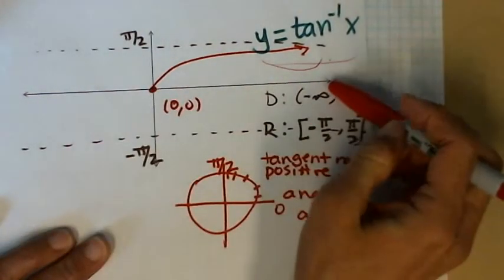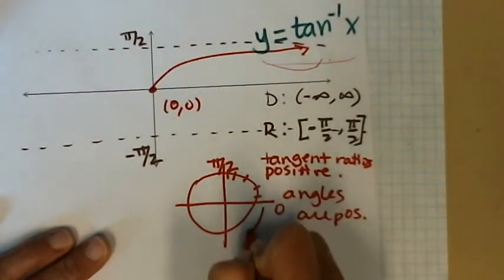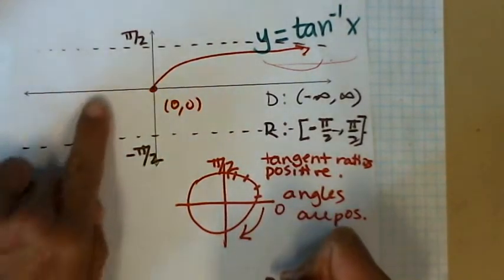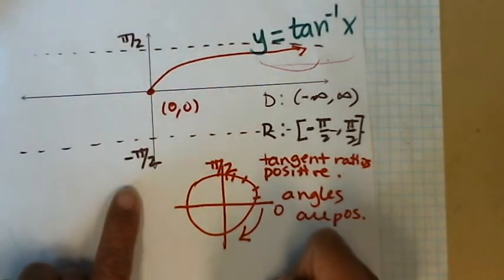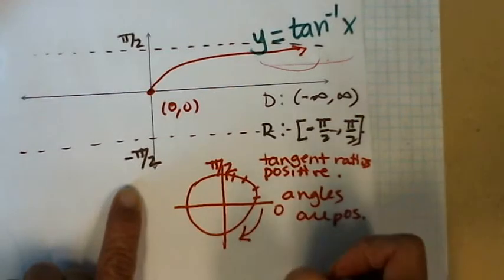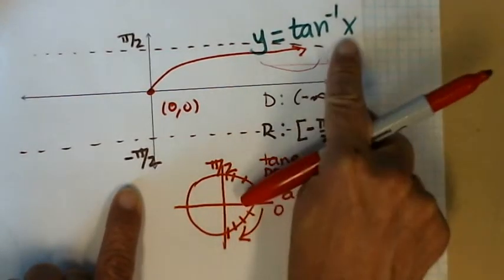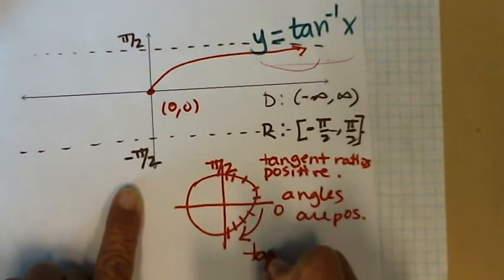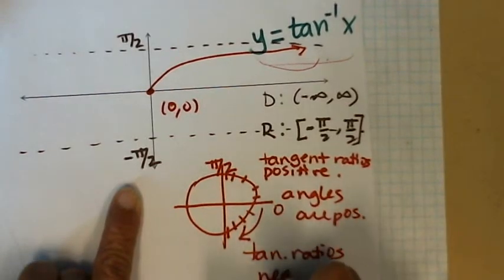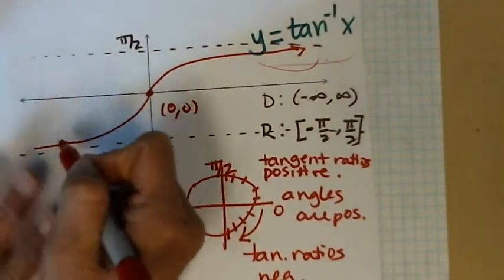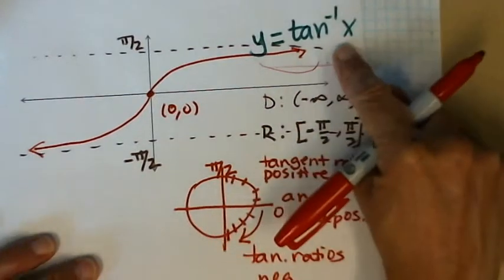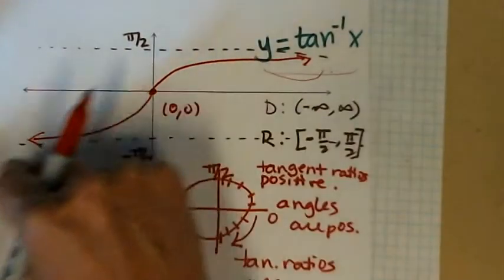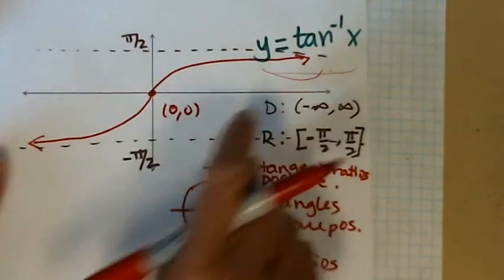If my angle goes between 0 and negative pi halves, down here, coming down on my unit circle, now I have negative angles, right below the x-axis on my inverse tangent graph. And the ratios, in this case the inputs, are also negative because those tangent ratios down here are also negative. So I have some horizontal asymptotes at pi halves and negative pi halves. I have an infinite domain. It's 1 to 1, and it's a function.